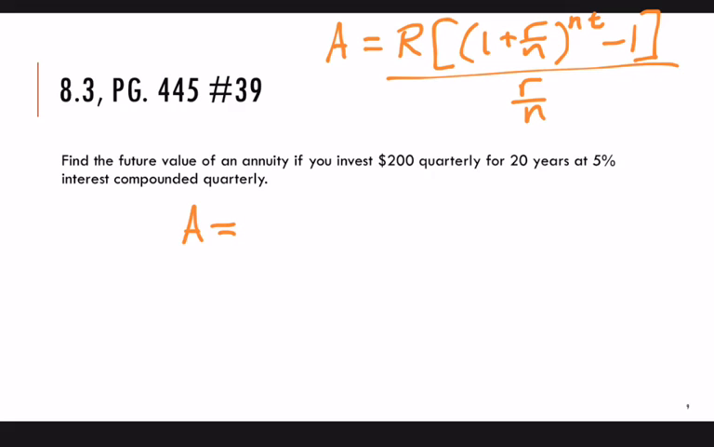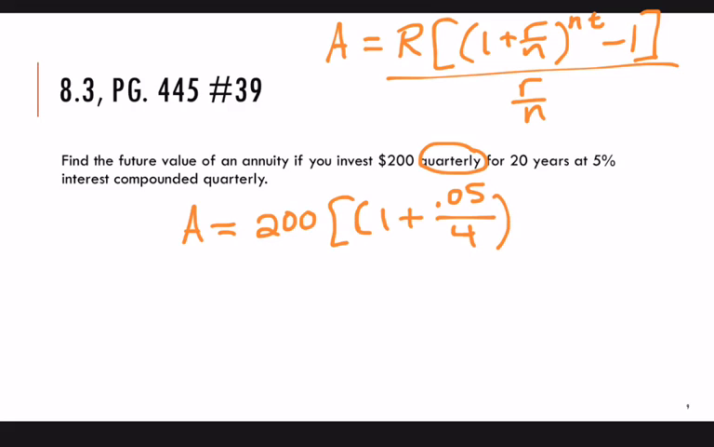$200 is invested quarterly, so that is the regular payment. All right, we need a rate, that's 5%. All right, we need a time. Well, this is invested quarterly, that's how often the payments are made. So your n would be 4 times a year. Okay, and then n times t, time is 20 years. And then the same denominator, still that r over n.